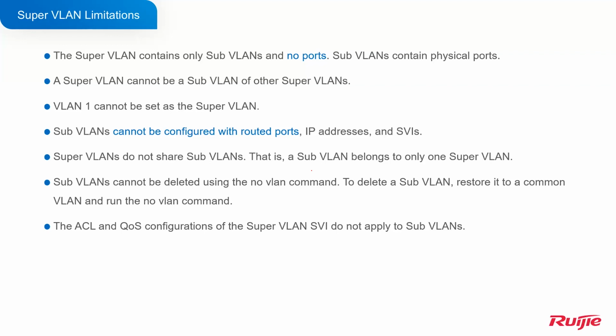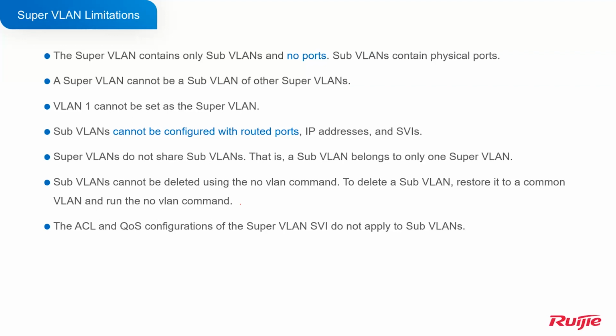And VLAN 1 cannot be set as a super VLAN. This is important. VLAN 1 is the default VLAN, and it cannot be set as the super VLAN. Sub VLANs cannot be configured with routed ports, IP addresses, and SVIs. And super VLANs do not share sub VLANs. That is, a sub VLAN belongs to only one super VLAN. And sub VLANs cannot be deleted using the no vlan command.